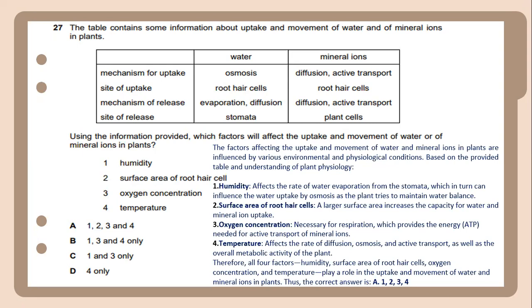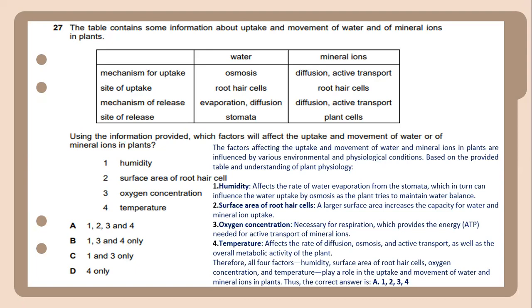And humidity, which I already explained, and then the surface area of root hair cells: the larger surface area increases the capacity for water and mineral ion uptake. For oxygen concentration, it is necessary for respiration, which provides the energy, ATP, needed for active transport of mineral ions. And finally, temperature is also very important, as it affects the rate of diffusion, osmosis, and active transport, as well as the overall metabolic activity of the plant.